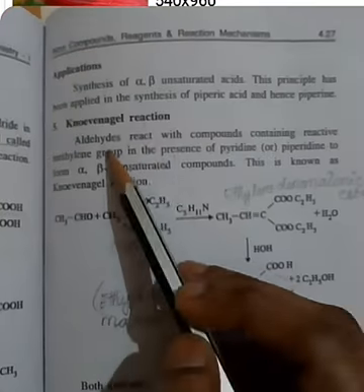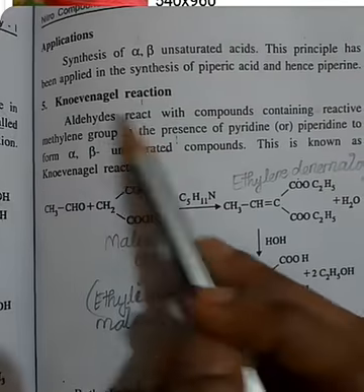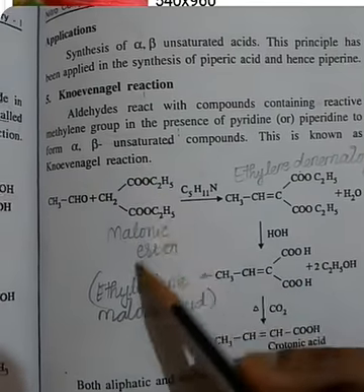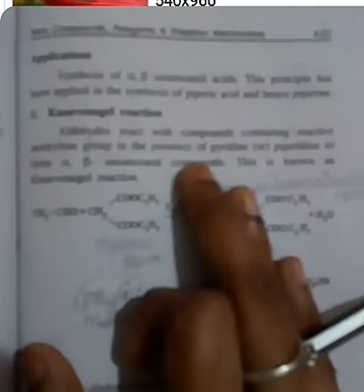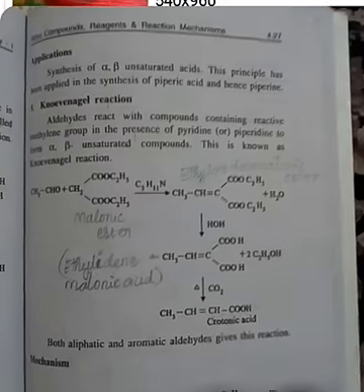The next reaction is the Knoevenagel reaction. Here, a compound containing a reactive methylene group, such as malonic ester, in the presence of pyridine or piperidine, forms alpha-beta unsaturated compounds.